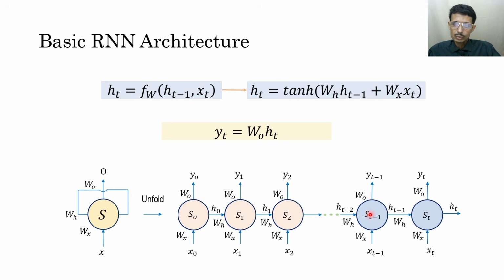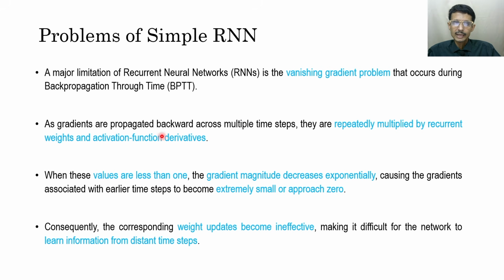So when it is propagated in the backward direction at every node, from here to here, here to here, and so on, using the chain rule we are calculating the error gradient for the previous layer. So what we basically do is, as it is propagated backward across multiple steps, the gradients are repeatedly multiplied by recurrent weights and activation function derivatives. We understood that in the last class also. So what does this repeated multiplication of recurrent weights and activation function derivatives mean? We have seen that this weight and this activation function derivative are both less than 1.